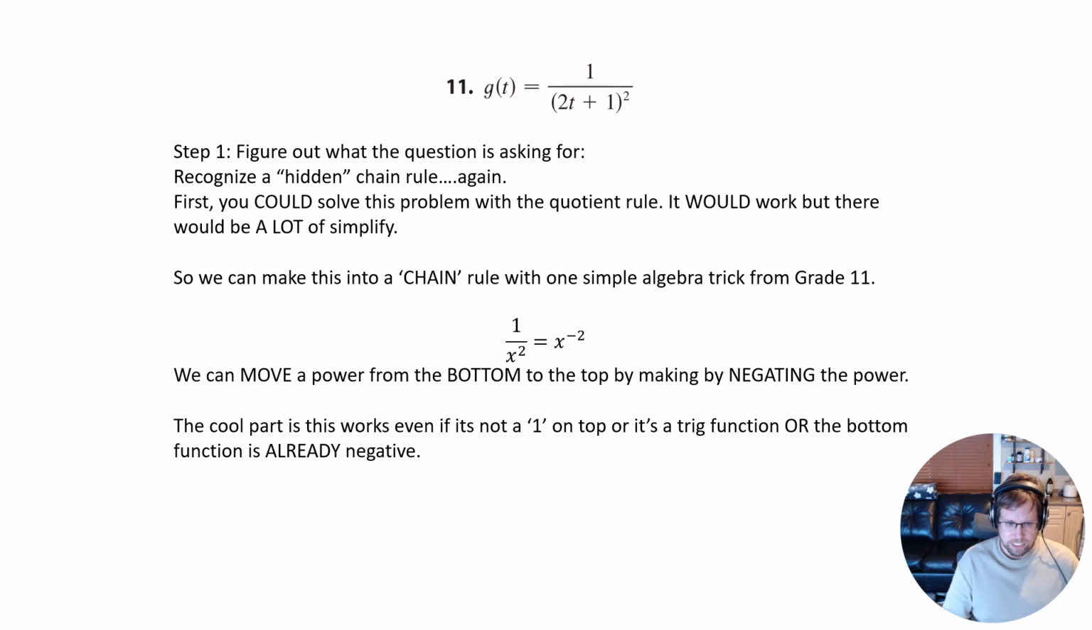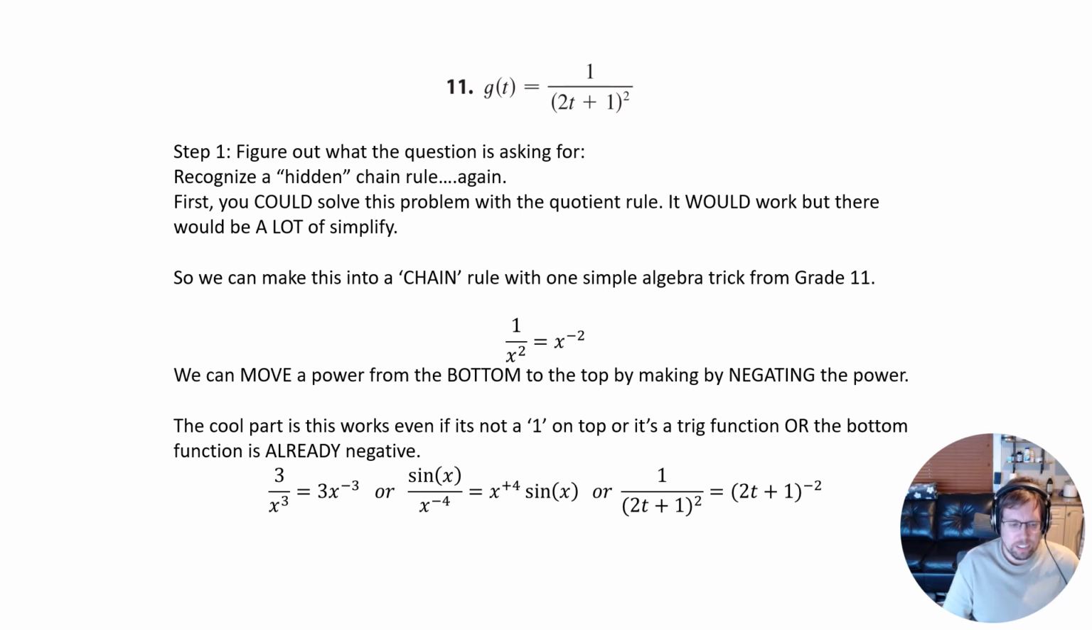So the cool part is this works even if it's not a 1 on top, if it's a trig function or the bottom's already negative. So to give you an example, of 3 over x cubed, if we want to move that x cubed to the top, we make it 3x to the negative 3 power. And with sine x over x to the power of negative 4, if we want to move that x to negative 4 to the top, we have to negate that power. So if it's already minus 4, how do we flip the sign? Well, we make it a positive 4 and we move it up top. So it becomes x to the 4 times sine x. I just left that positive in there just to show you guys really clearly that we're changing the sign as it goes from top to bottom.